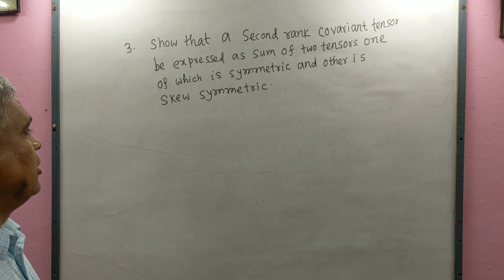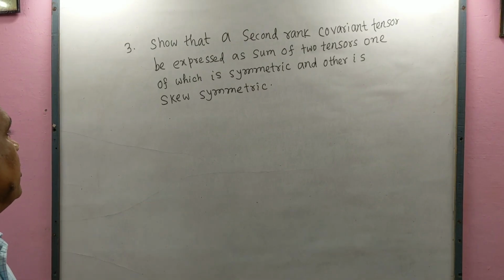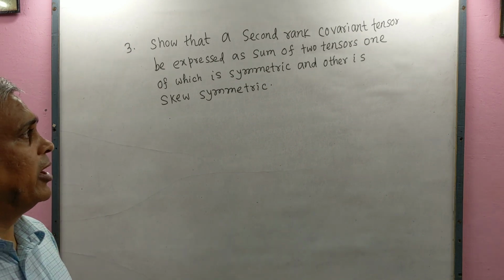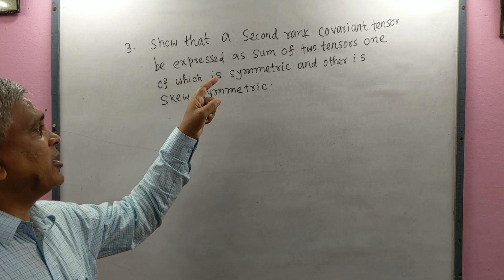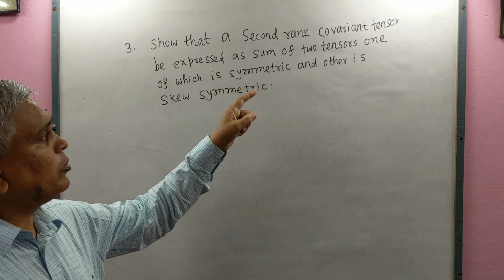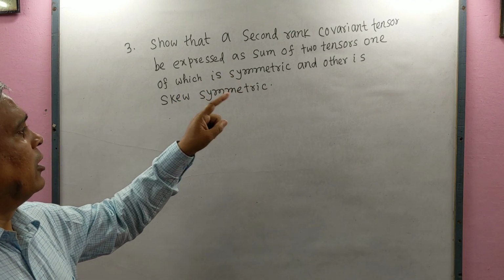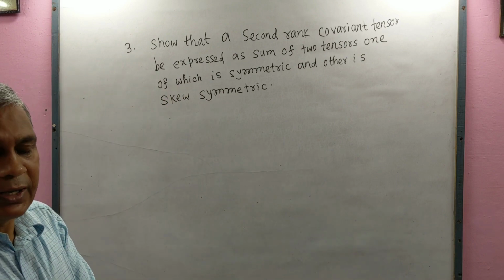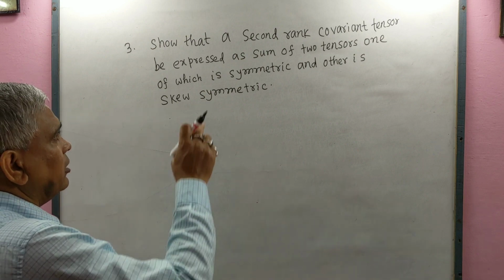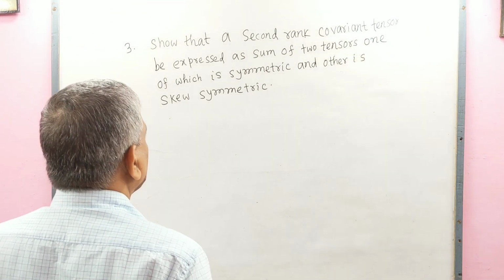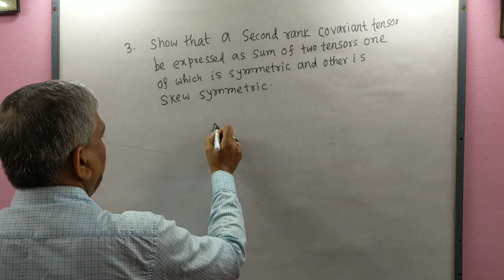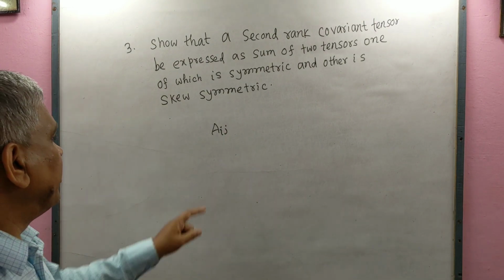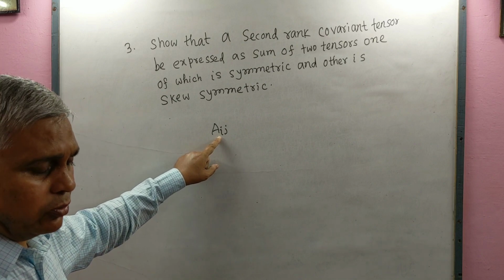Now we shall solve a problem. The problem is to show that a second rank covariant tensor can be expressed as the sum of two tensors, one of which is symmetric and the other is skew symmetric. Let Aij be a covariant tensor of rank 2.